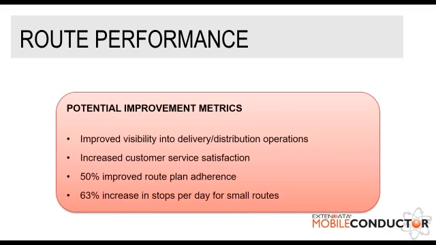Potential improvement in metrics, improved visibility. To me, that's a key piece. If you don't have visibility about how your delivery operations are running, it's very difficult for you to determine what to improve upon and how to measure that improvement. Increased customer service and satisfaction: if you're performing against your route plan well, your customers are probably happy because delivery windows are being met, products are being delivered in a timely fashion, and so on.